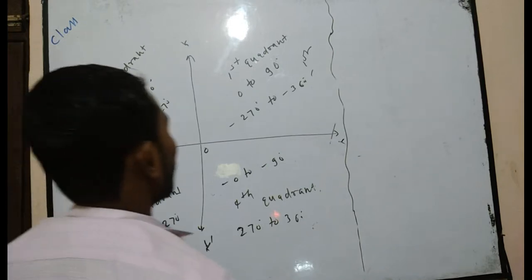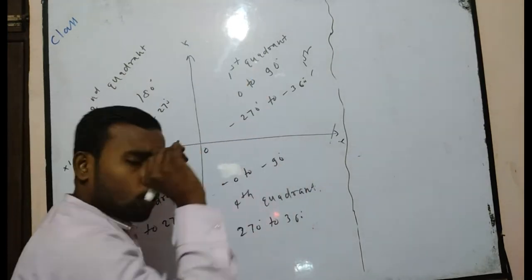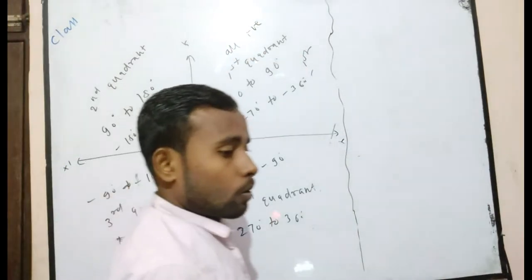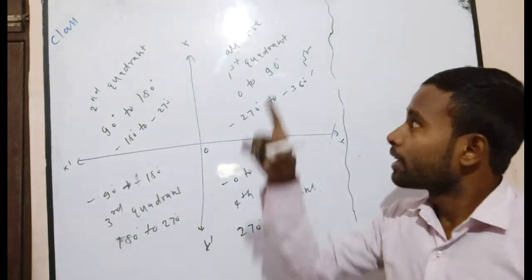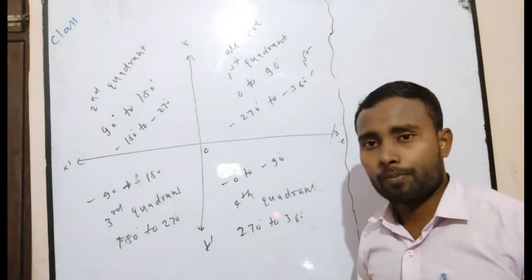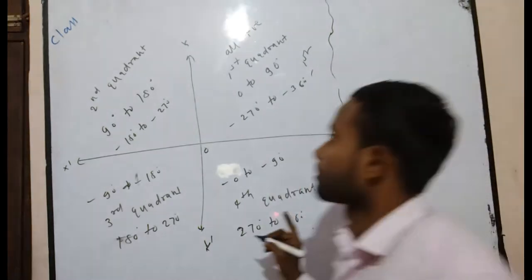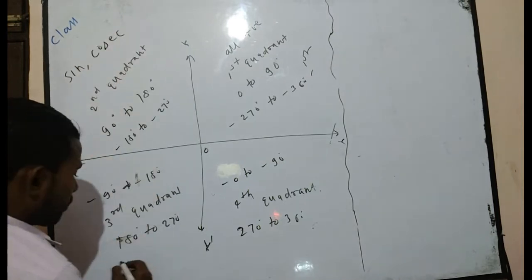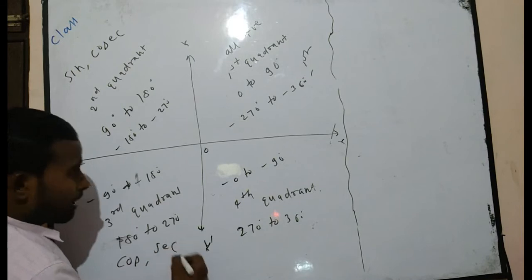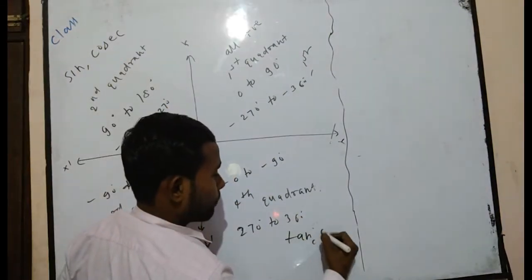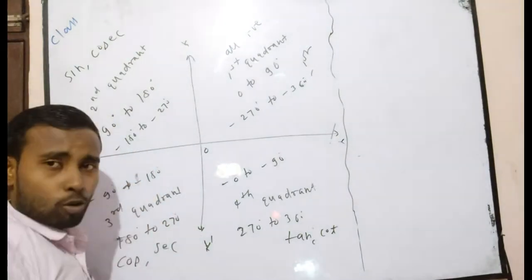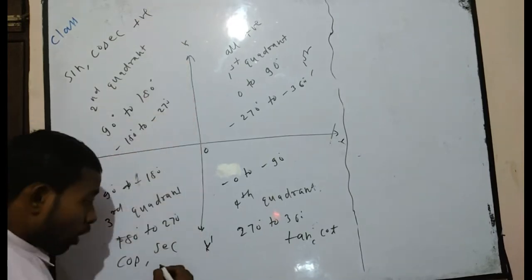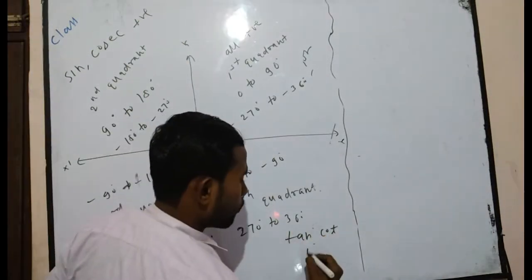There is a very simple formula. You have to remember: in the first quadrant all are positive. In the second quadrant sine and cosec. In the third quadrant tan and cot... in the third quadrant cos and sec. In the fourth quadrant tan and cot. It means all positive in the first, sine and cosec positive in the second, cos and sec positive in the third, and tan and cot positive in the fourth quadrant.